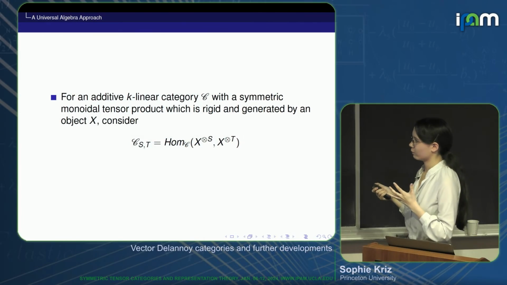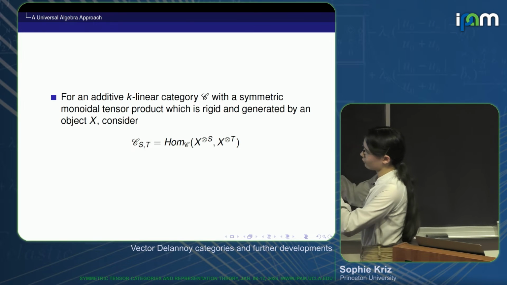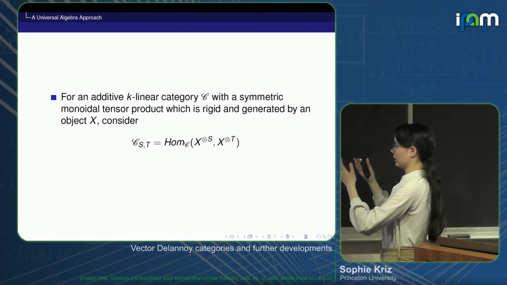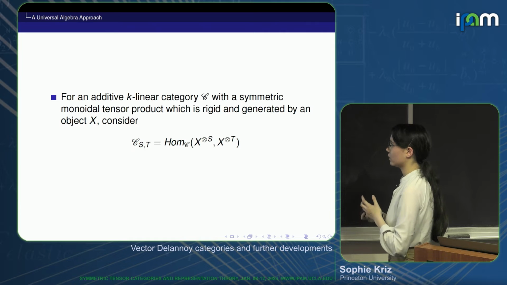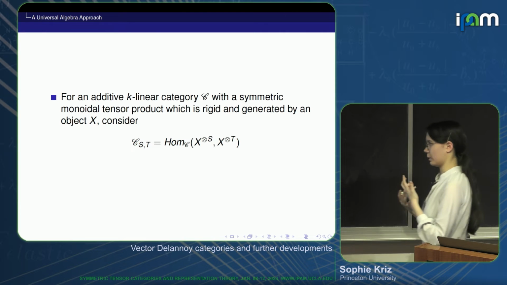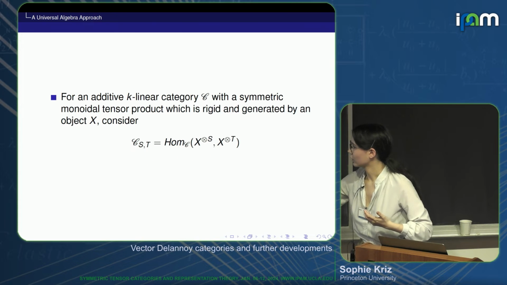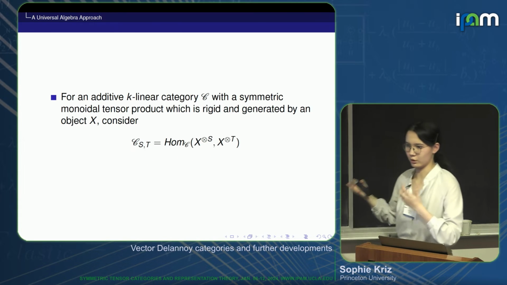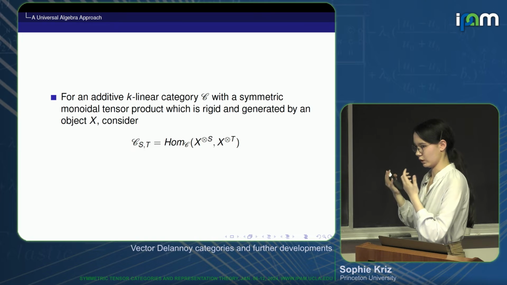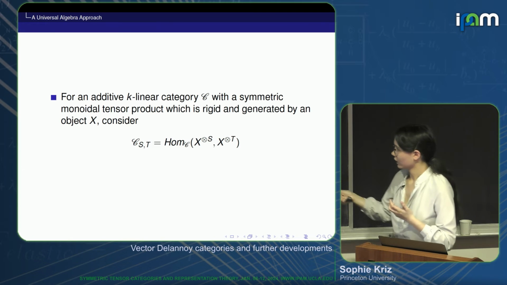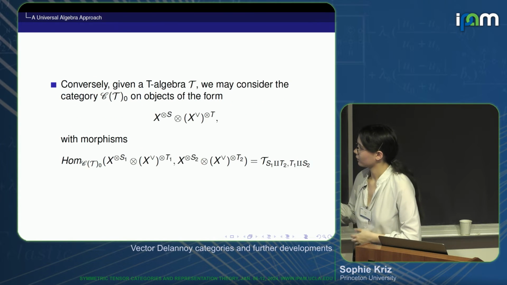So we can see that if we're already given some quasi-pre-Tannakian category C, which is generated by some object x, then if we look at these Hom spaces and take the natural choice of partial trace and unit and product and so on, this will give us a T-algebra.